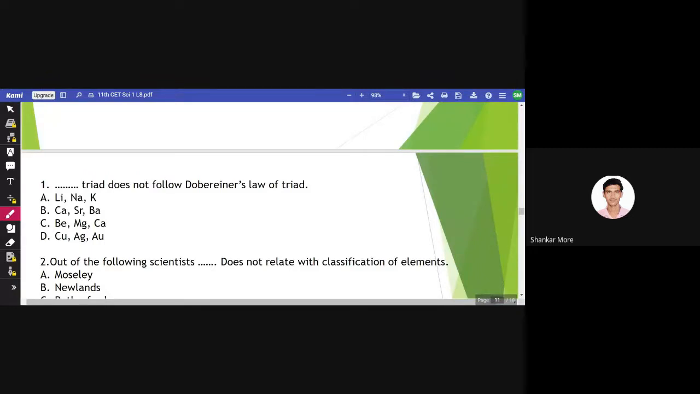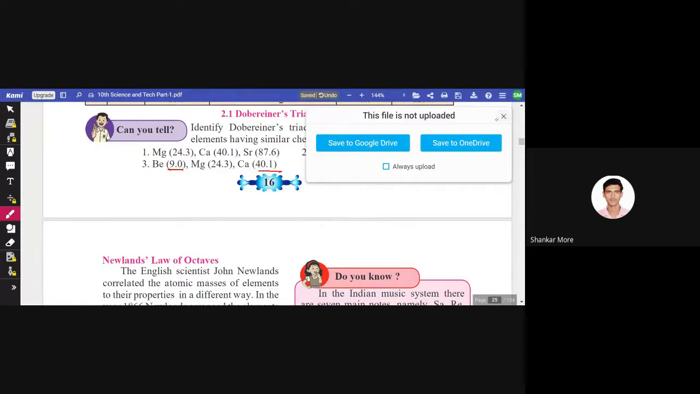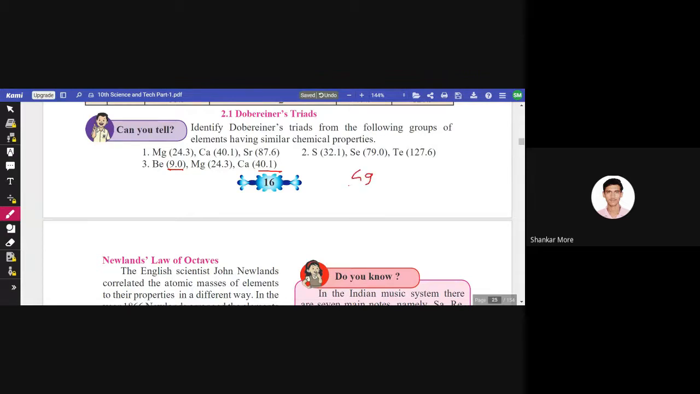Okay, so you are giving option C. That is Be, Mg, and Ca. That is calcium, right? So if you can see this, यहाँ पे देखो, 9 plus 40, how much is it? 49. 9 plus 40 is 49, and 49 divided by 2 is approx 24.5. So isn't it satisfying? Satisfy कर रहा है या फिर नहीं? It is satisfying Dobereiner's law, na?